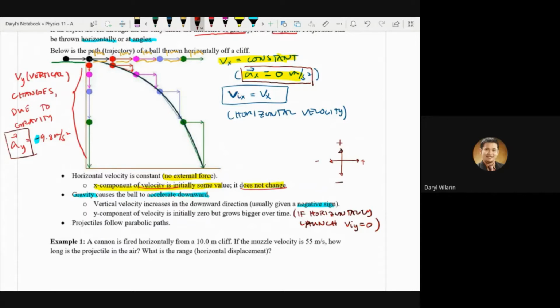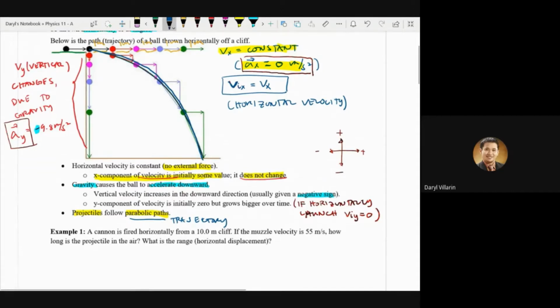Okay. So projectiles follow a parabolic path. So this is called the trajectory. Okay. This is the trajectory. So the path followed by your projectile is what you call the trajectory. Okay.